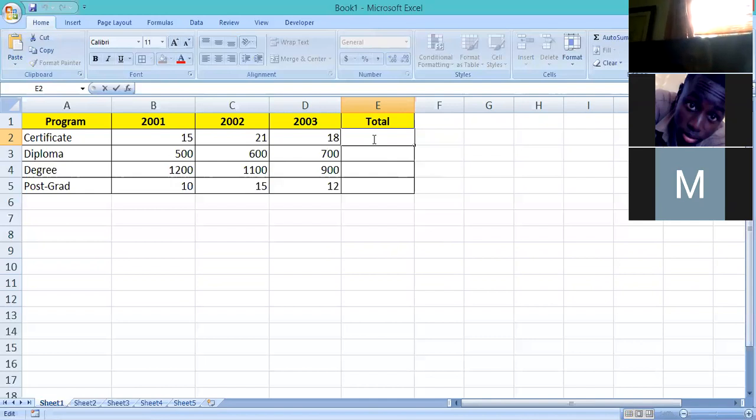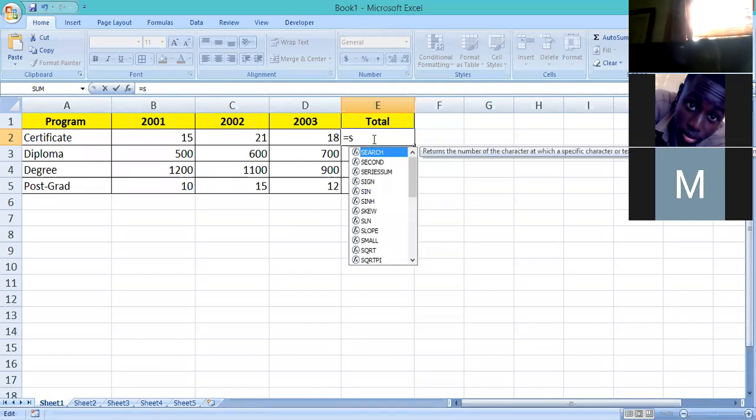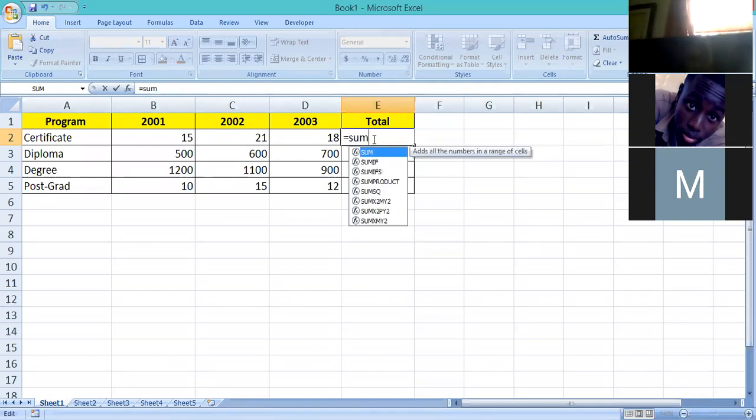Alright, what can I say? Sum, equal. Wait, it's not sum equal, the other way around. What comes first? Equal. So it's equal, sum. Somebody help him, what comes next? Open brackets. Open bracket. Okay, continue.